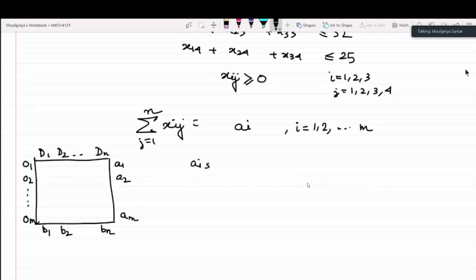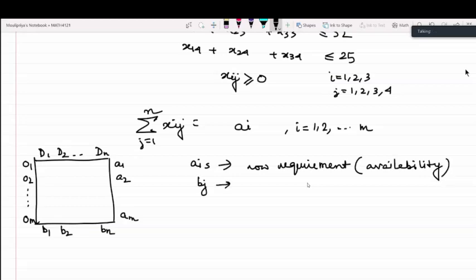Where the Ai are the row requirements, the availability, and the Bj are the column requirements. It's the demand, you can see. Can I say that? Yes, ma'am.